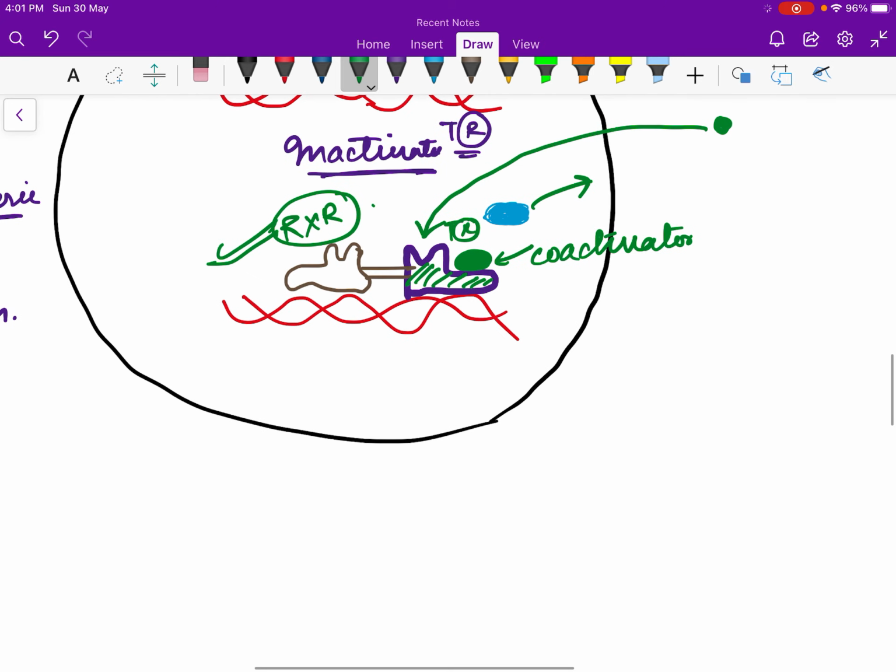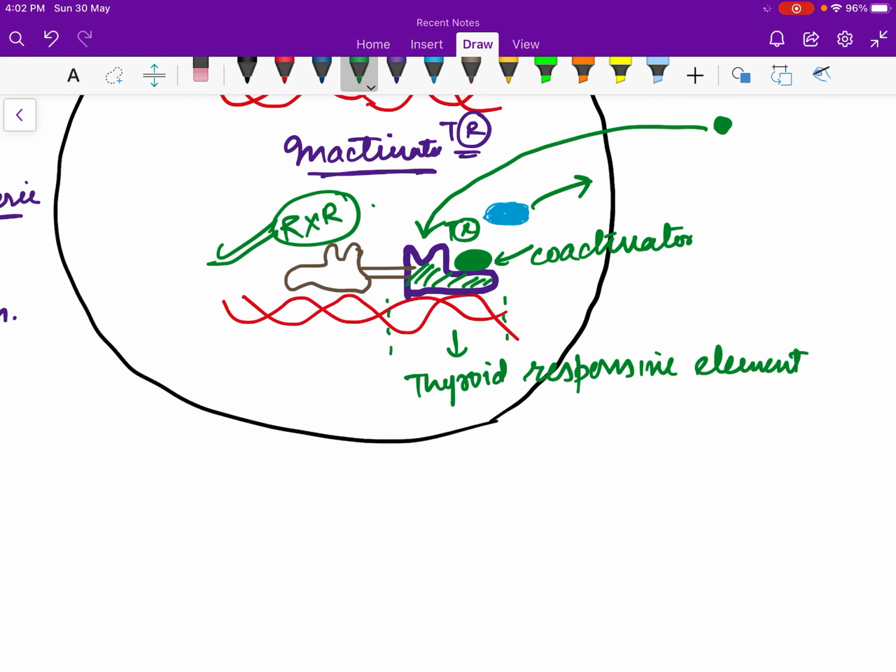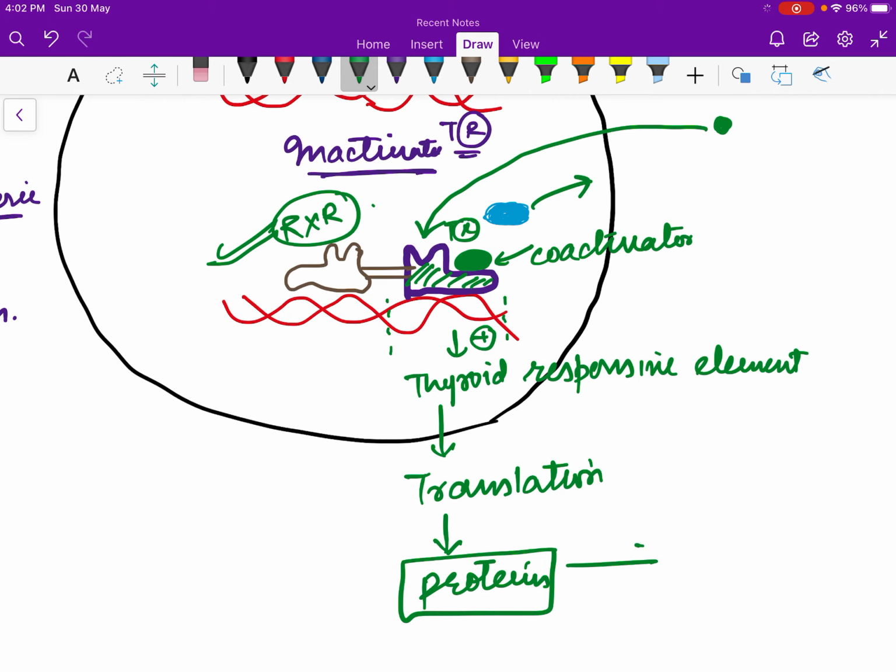Now this receptor stimulates the part of the DNA called the thyroid responsive element. So there will be stimulation of the thyroid responsive element, there will be transcription, there will be translation, and this will result in formation of proteins, and these proteins will be responsible for physiological functions.